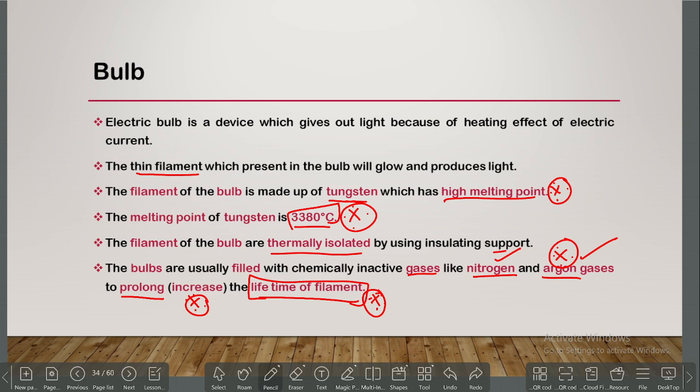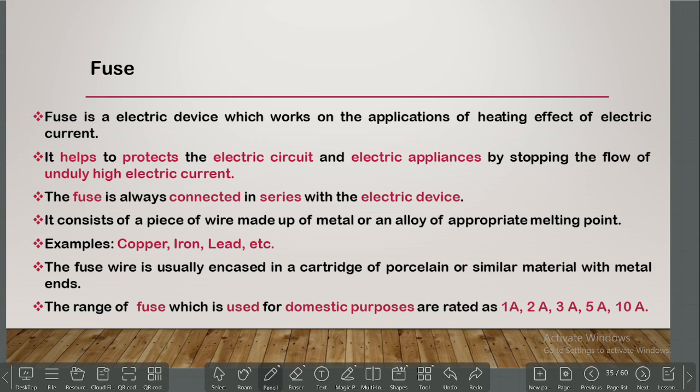The next important application is the fuse. What is meant by a fuse, how does it work, and based upon what effect does it work? The fuse works based upon the heating effect of electric current. What is the function of the fuse? It helps to protect, that means to save, either the electric circuit or the electrical appliances.